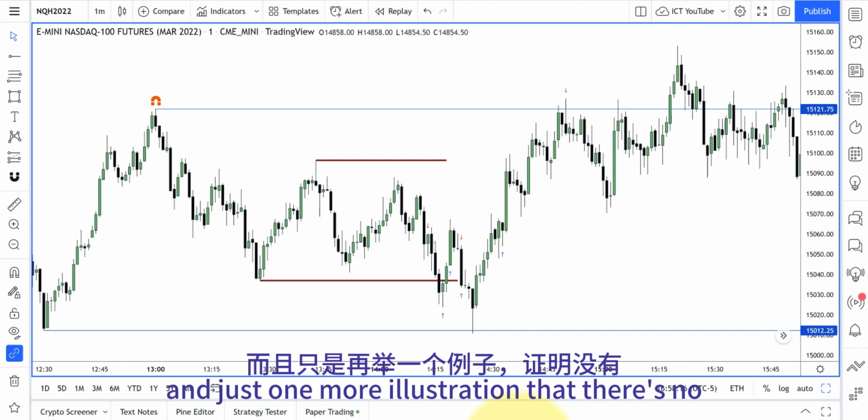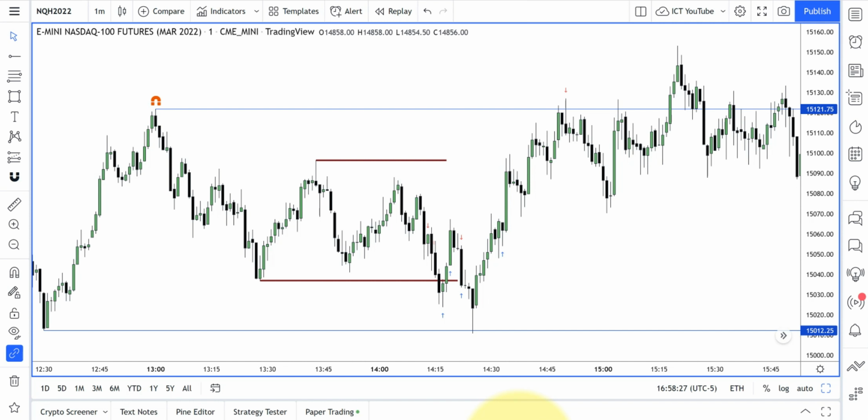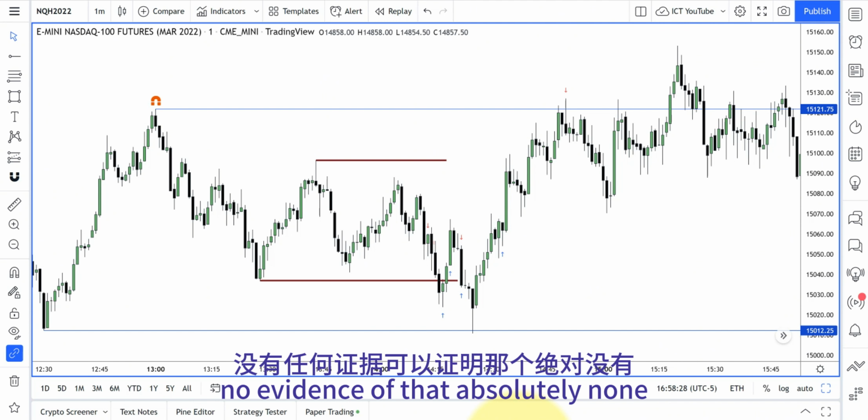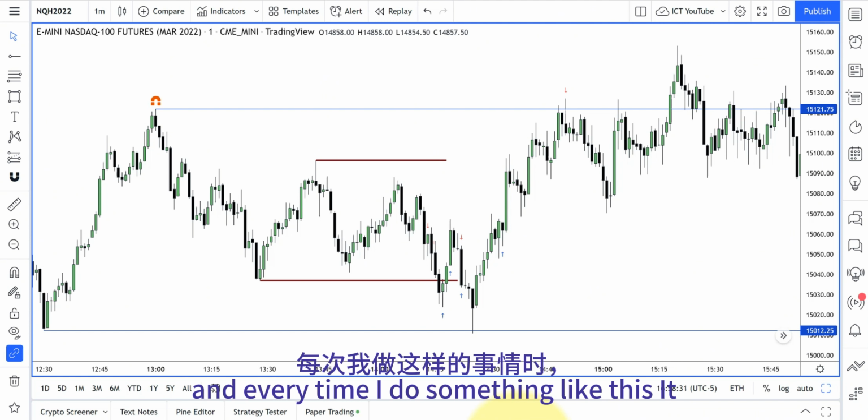And just one more illustration that there's no necessity for a rented MT4 server. Okay, I didn't need to do that. My name was never put on an MT4 rented server. There's no evidence of that, absolutely none. And every time I do something like this, it just completely destroys and eviscerates all of that nonsense.